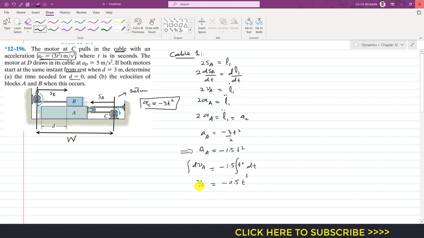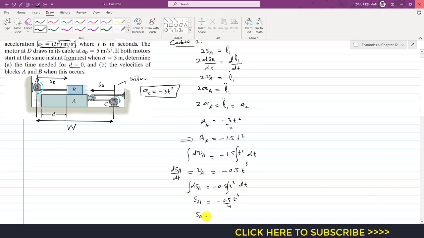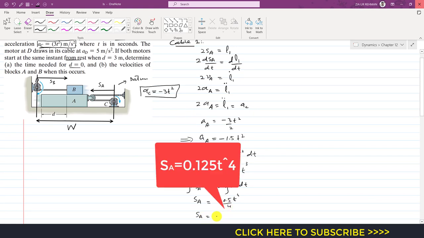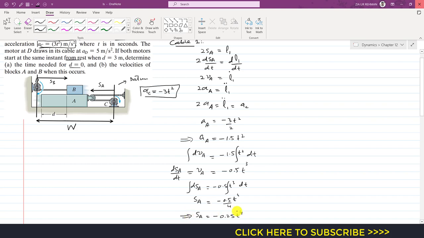And now if I write this VA in terms of SA, it will be dSA divided by dt. If I take one another integration, that will give us SA. Let me write that this will be dSA equals minus 0.5 t cube dt. And if we take one another integration, this will be SA equals minus 0.5 t raised to the power 4 divided by 4, right? So from this, minus 0.5 divided by 4 is 0.25, right? So this is minus 0.25 t to the power 4. So this is SA in terms of t.